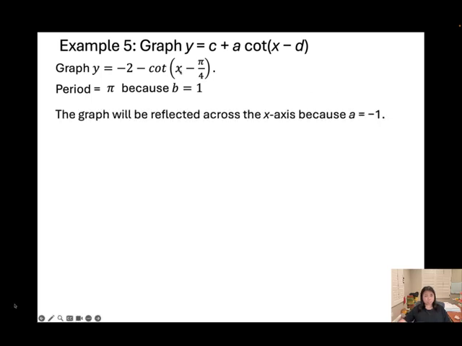Also, we do have an x minus pi over 4. Remember that x minus pi over 4 means we're going to shift pi over 4 units to the right. Pi over 4 units to the right. After that, we do have a negative 2. So you're going to shift the whole graph 2 units downward. 2 units downward.